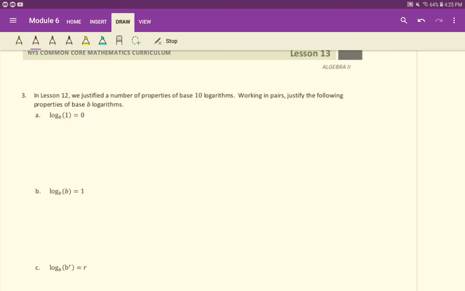Again, it's going to be the same kind of properties. If I rewrite this in exponential form, we get b to the 0 equals 1, which of course is true as long as b is greater than 0. If b is 0, then 0 to the 0 does not equal 1, or it's indeterminate. But this is okay as long as b is greater than 0. So you can just see right there.